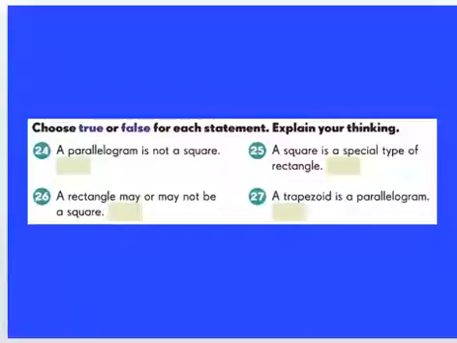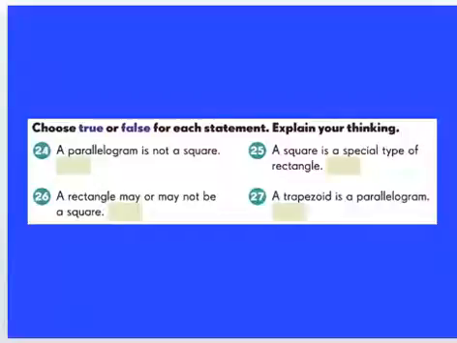Okay, press pause. I want you to try to answer these questions true or false. Be really careful, because remember that the entire statement has to be true for the whole statement to be true. If there's even an element of something that's not right, the whole thing's false. Press pause, go ahead.